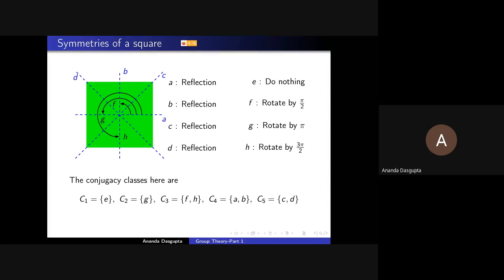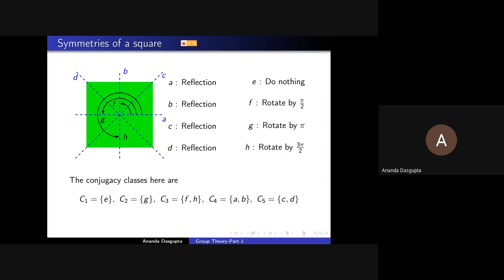I'm not going to do that, but you can do that if you want to. The important thing is you can easily check the conjugacy classes, and the conjugacy classes will turn out to be this. Identity will be in a class of its own, as always. G, which is a 180 degree rotation, will also be in a class of its own. F and H, the 90 degree and 270 degree rotation, will be in a class of their own. The AB reflections will be in a class. CD reflections will be in a class. So here you have 5 classes with elements 1, 1, 2, 2, 2 each.